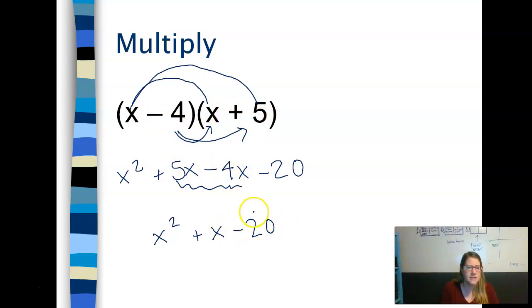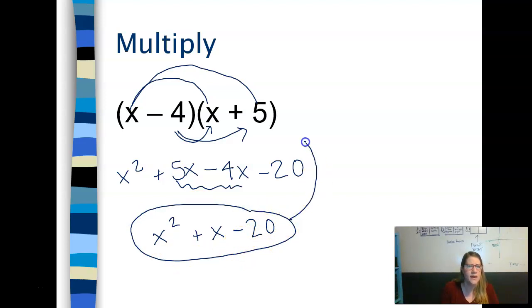What factoring is, is actually starting in this form. We're going to start in standard form, and we want to get it back to this form. We're going to factor it to get it to look like that.